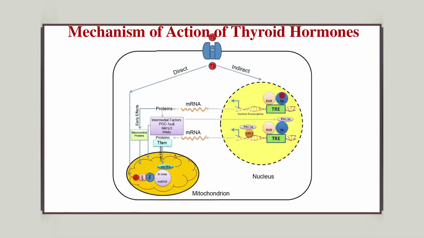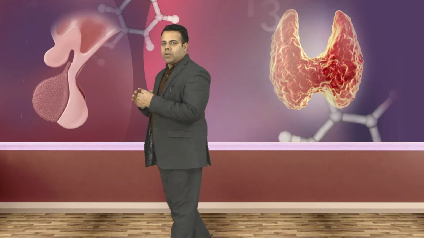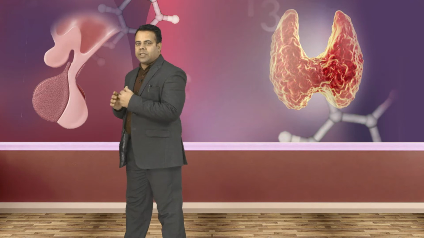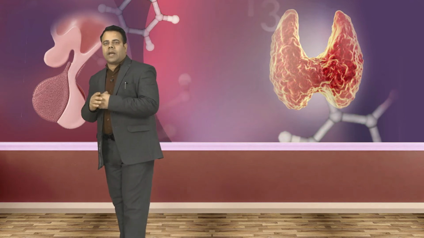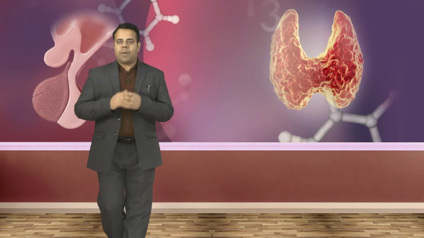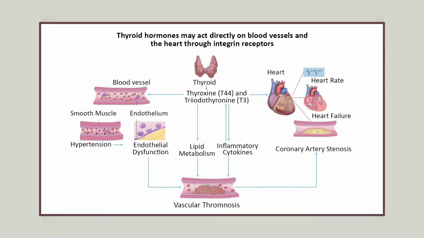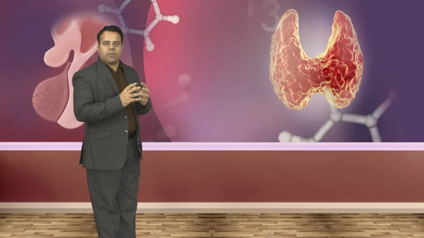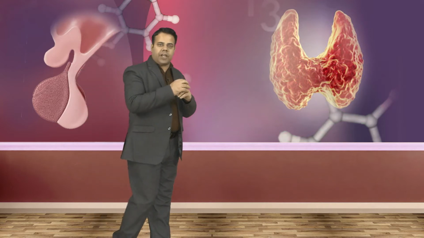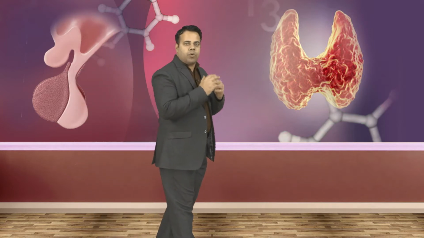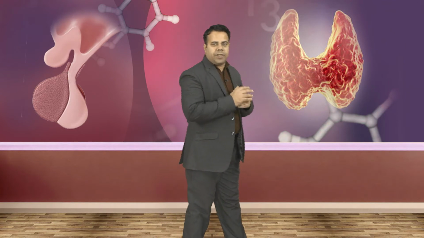After entering cells, thyroid hormones act primarily through nuclear receptors, although they also have non-genomic actions through stimulating mitochondrial enzymatic responses and may act directly on blood vessels and the heart through integrin receptors. Thyroid hormones bind with high affinity to nuclear thyroid hormone receptors alpha and beta.